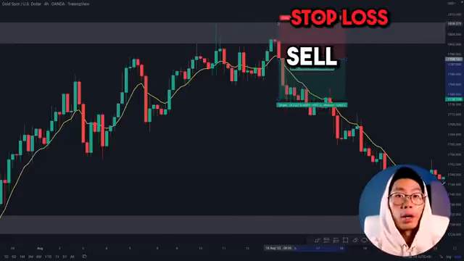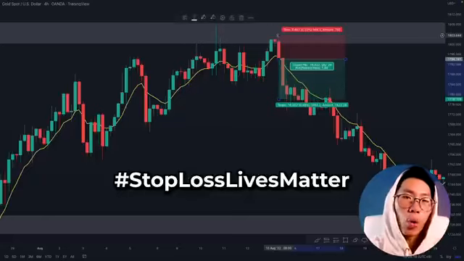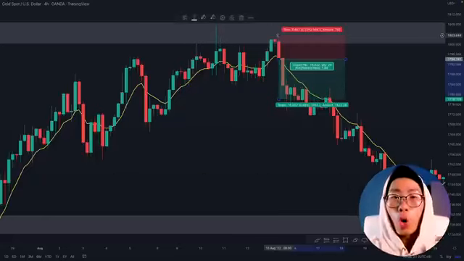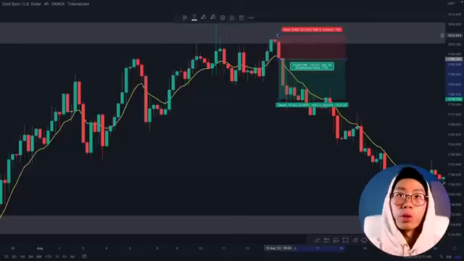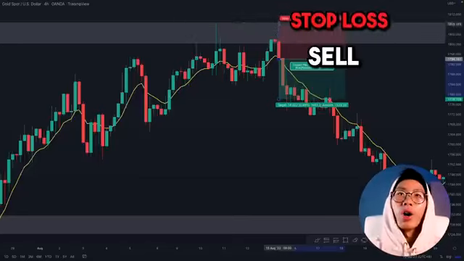And guys, remember, you do not want to place your stop loss super duper tight like this because there is always a chance that price is going to go back up to this area and retest it before heading back down. So you want to give your stop loss a little bit of breathing room.